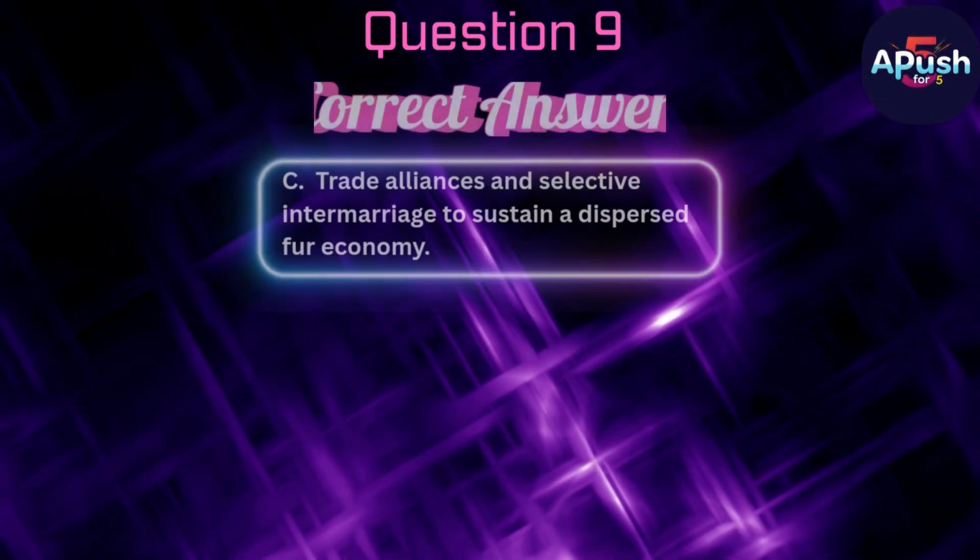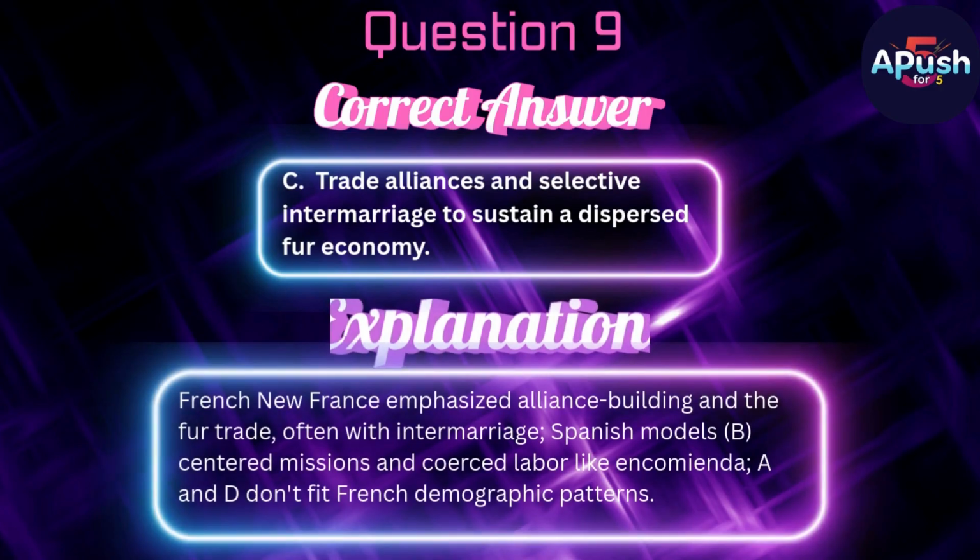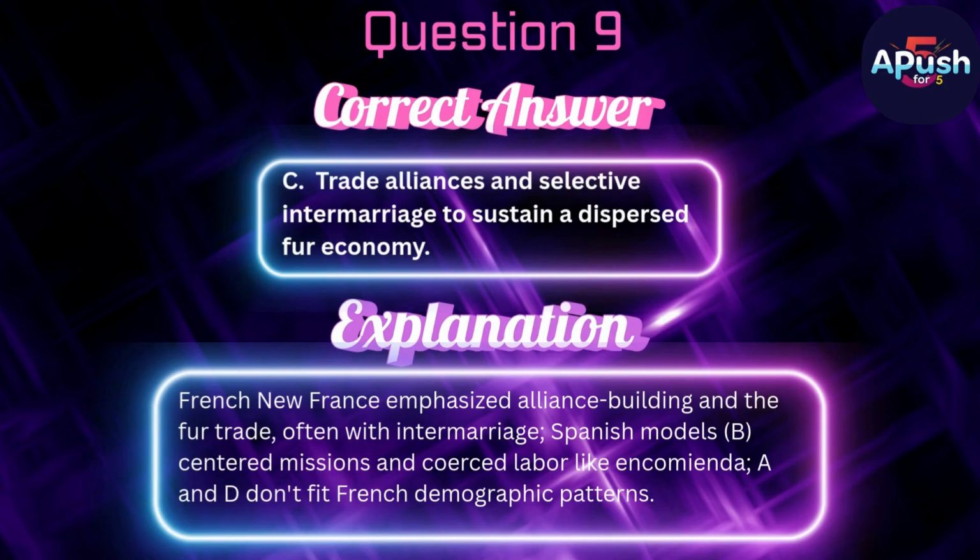The correct answer is C. Trade alliances and selective intermarriage to sustain a dispersed fur economy. French New France emphasized alliance building and the fur trade, often with intermarriage. Spanish models were mission-centered and used coerced labor like encomienda. A and D don't fit French demographic patterns.